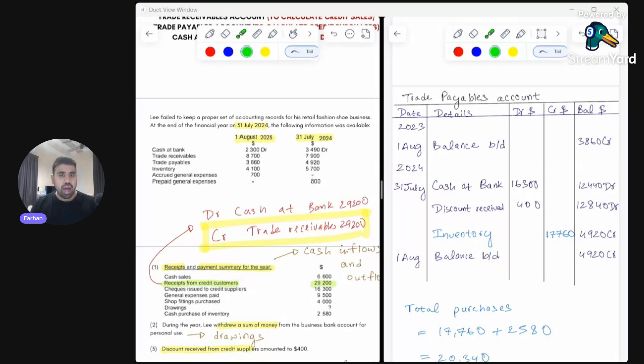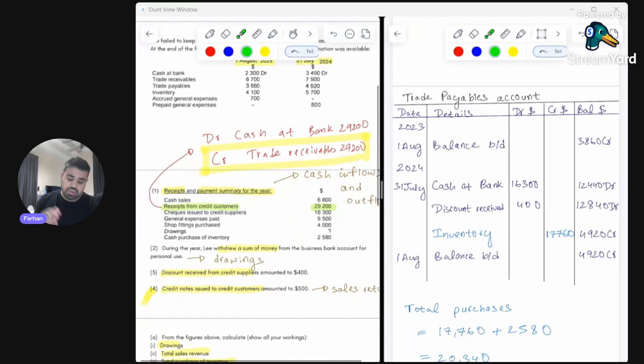Because liabilities always have an opening balance on the credit side, and by default, it also means that whenever liabilities increase, we have to credit them. So on 1 August 2023, balance brought down of 3,860 credit, because obviously it's a liability and the opening balance is a credit. Then for the year ended 31 July 2024, let's look into the transactions from the receipts and payments summary that relate to credit suppliers.